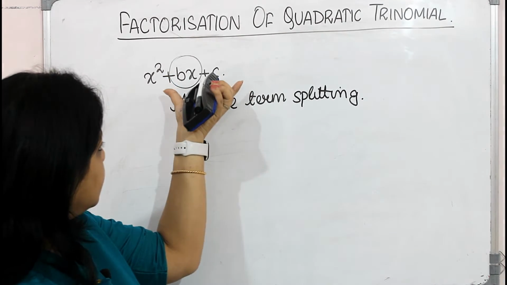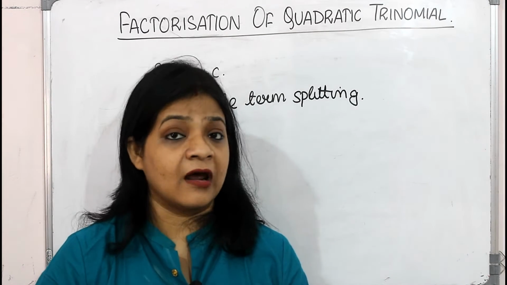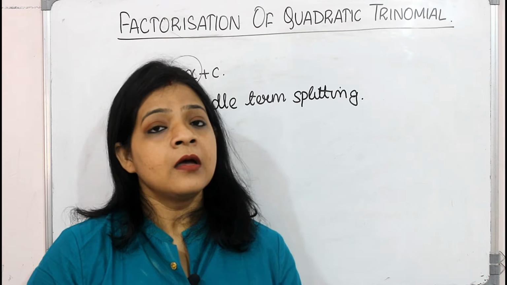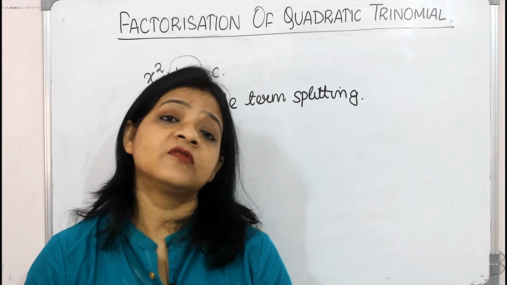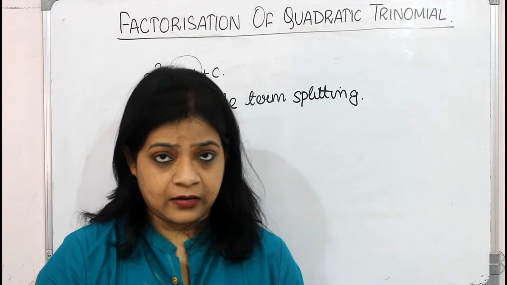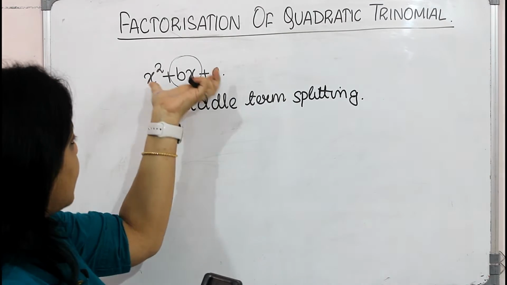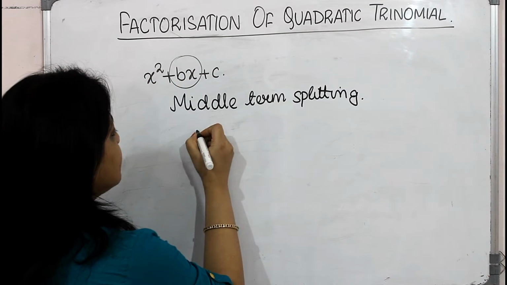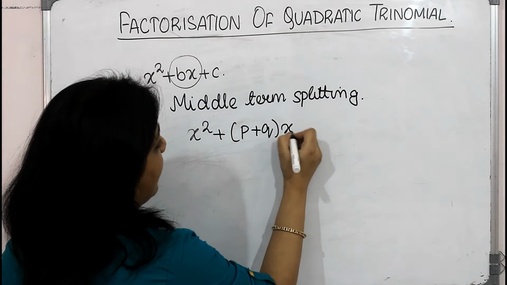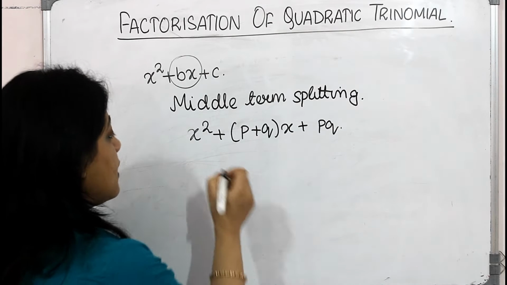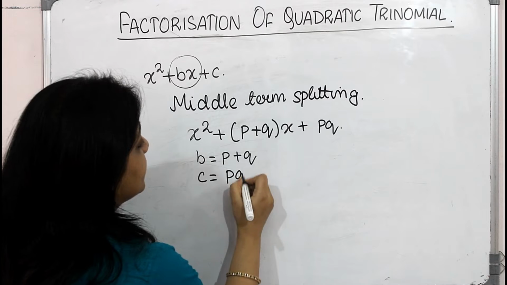So in this particular expression, bx is the middle term. So you are to break the bx into two parts. Okay, so this is about middle term splitting. Now how is it done? The basic idea is how do you break this? Suppose we break this in the form of x squared plus (p plus q) x plus pq, where b is equal to p plus q and c is equal to p into q.